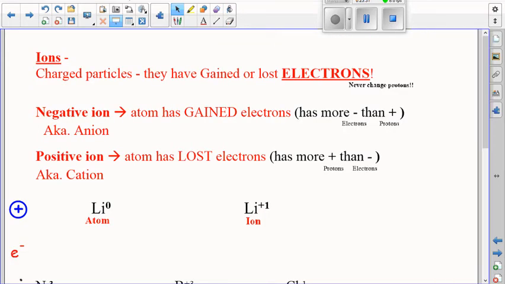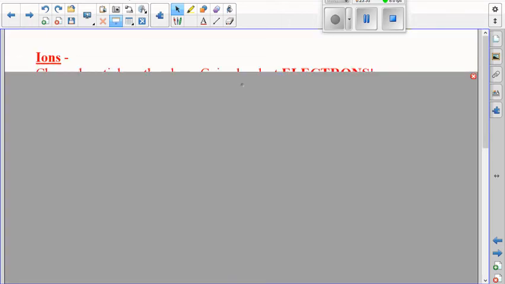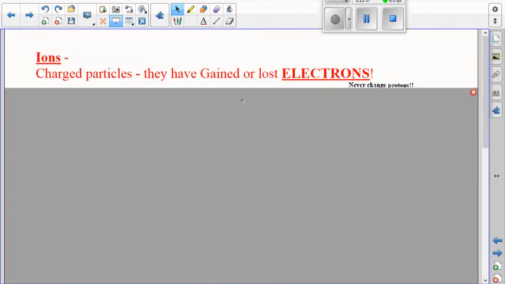Now that brings us to ions. So an ion is a particle that has become charged, so we can't call it an atom anymore because it must have gained or lost electrons. This is very important. It didn't gain or lose protons. That's not possible. You can't change the number of protons. But the number of electrons can change. I mean, think about it. Electrons are tiny. They're not in the center of the atom. They're a lot easier to add or remove.